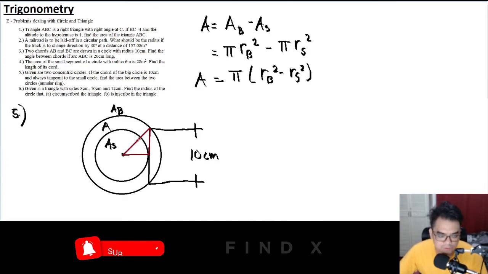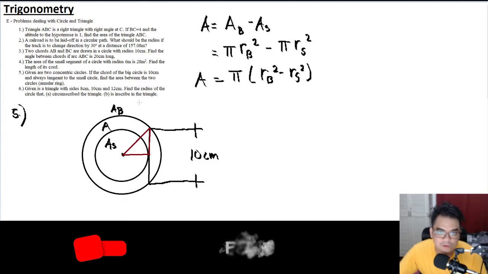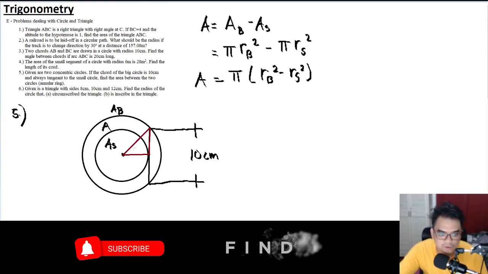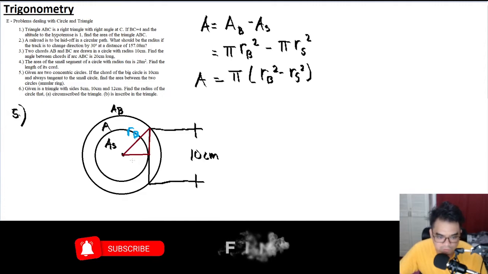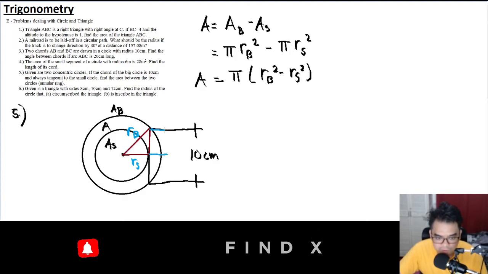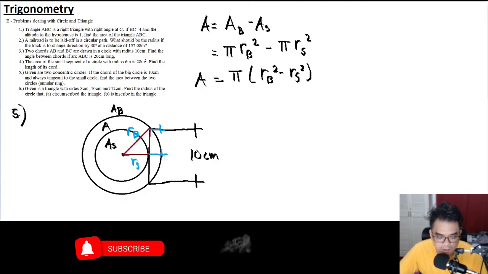So this line here will serve as the radius of the big circle, right? And this one will be the radius of the small circle. So what is the length of this one? You can see that it will be half of the length of the chord, which is 5 centimeters.